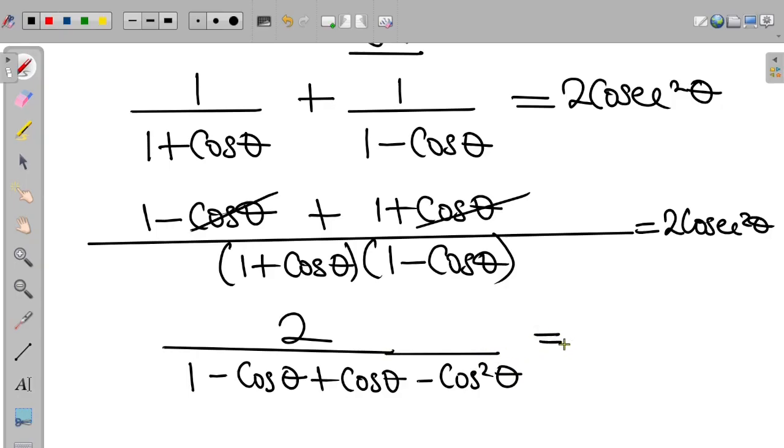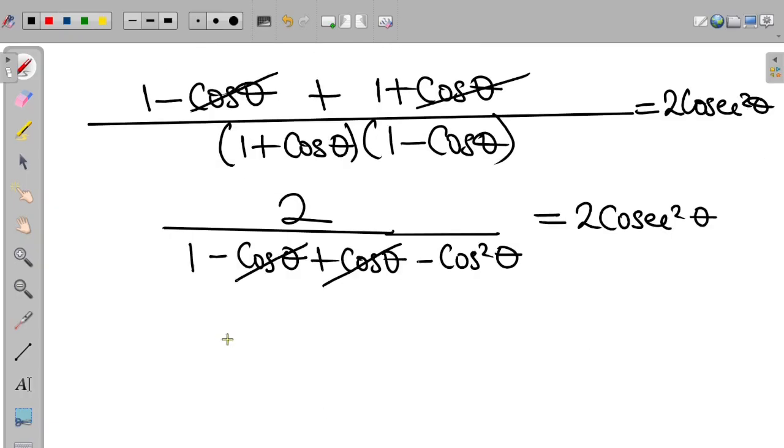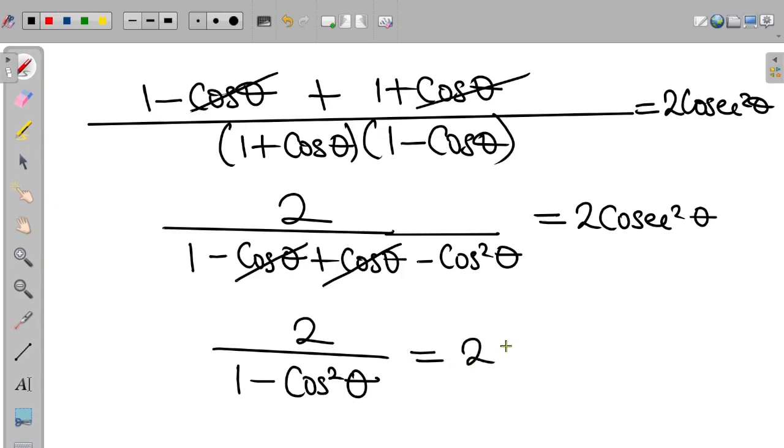And we have to show that this is equal to 2 cosec squared theta. Also, minus cos theta and plus cos theta will cancel out. Again, we'll be left with 2 at the left-hand side divided by 1 minus cos squared theta, which is equal to 2 cosec squared theta.